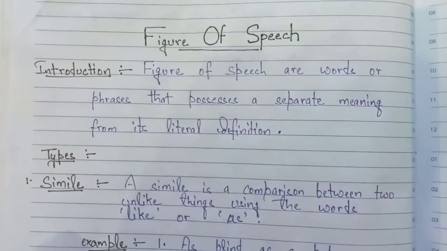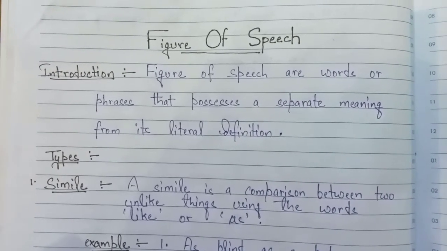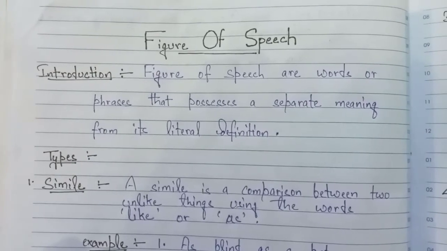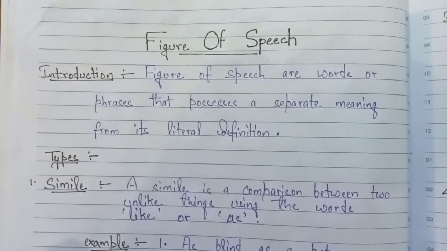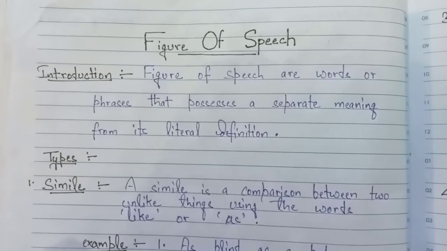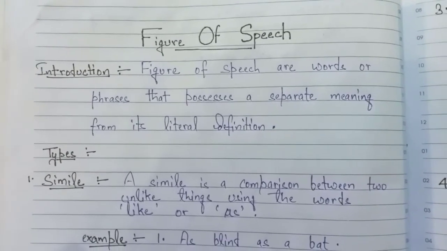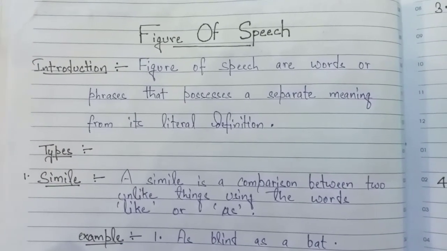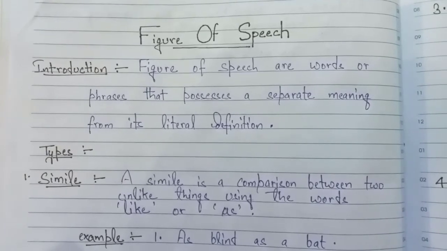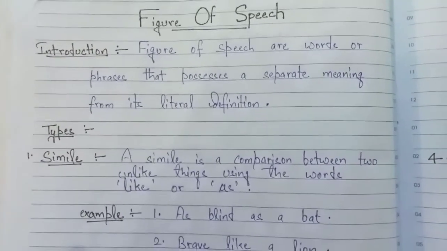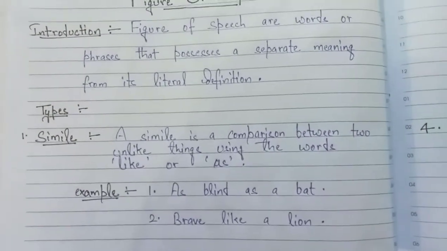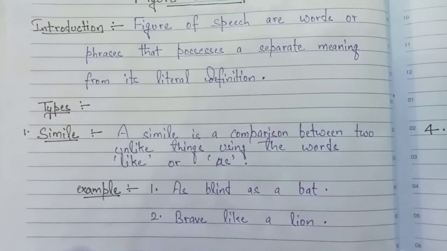Figures of speech are words or phrases that possess a separate meaning from their literal definition. Now there are a few types of figure of speech. I'm going to discuss 4 of them in this video. So the first figure of speech that I'm going to discuss is simile.